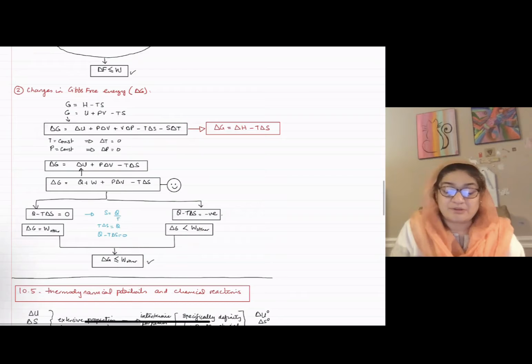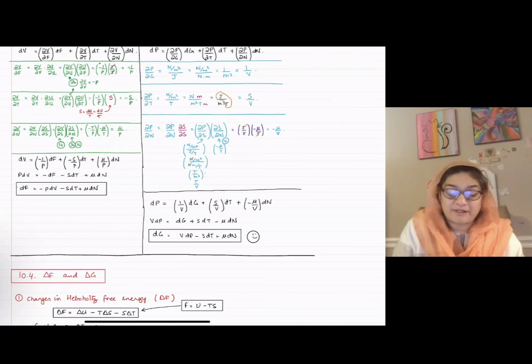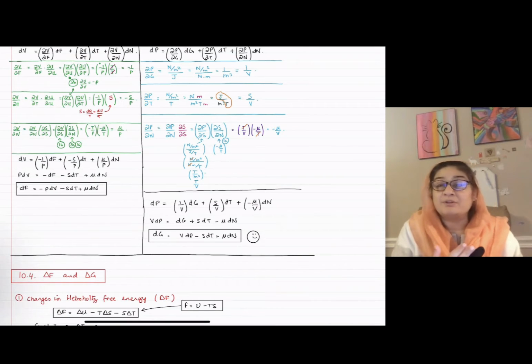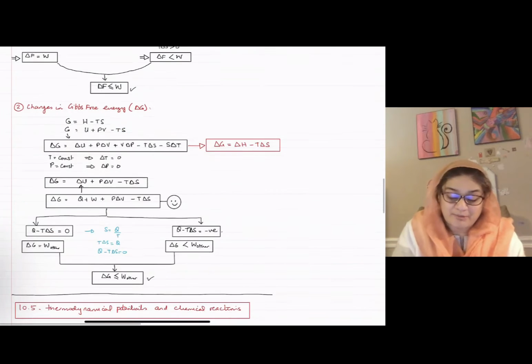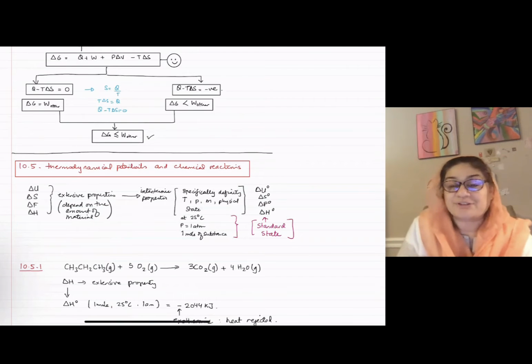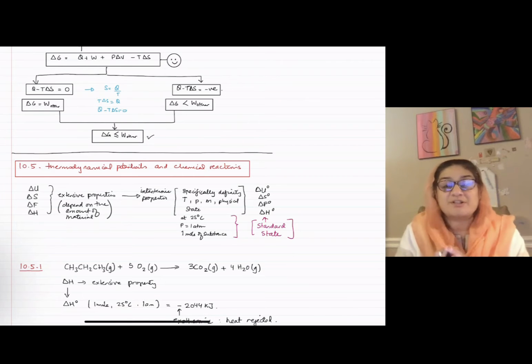We also derived the thermodynamical potential for these delta Fs and delta Gs, and you are going to derive them in chemistry. However, you may not see how they were developed, so this was my chance to show you. Then I started talking about thermodynamical potentials and chemical reactions. And we kind of stopped there, and we're going to start from here.